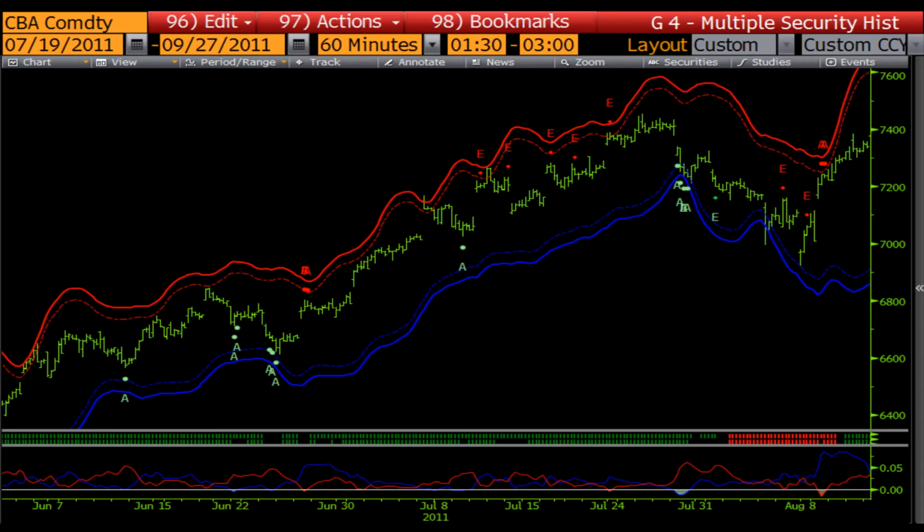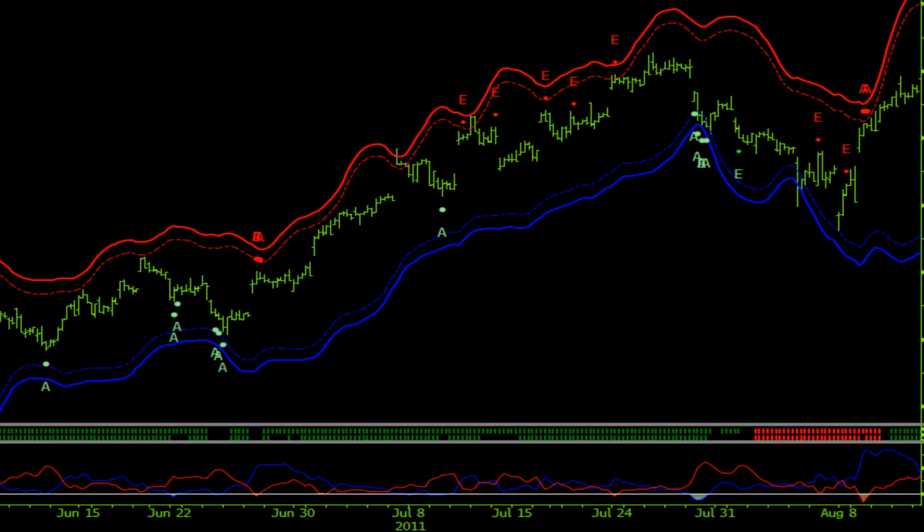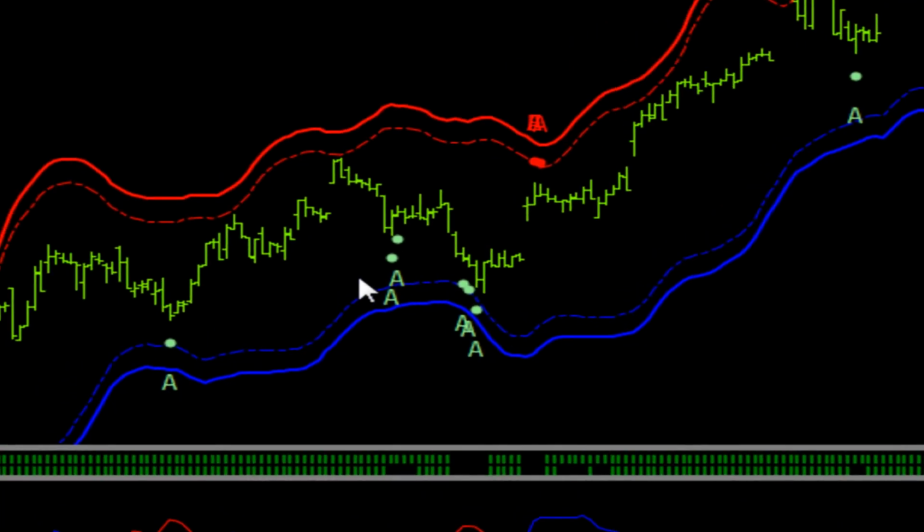The Adeo signal is not a standalone trading system. It's designed to be used with MetaSwing's other strengths, such as support and resistance detection, overbought, oversold, and trend detection. Here on this 60-minute chart of sugar, you can see several examples of Adeo signals. As a trend following mechanism, it's quite accurate.